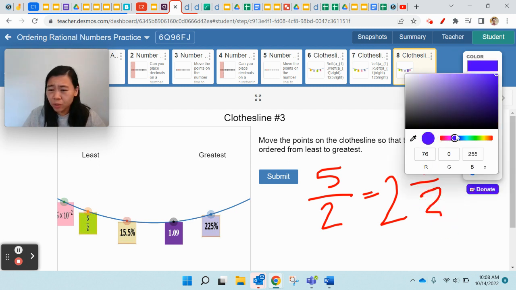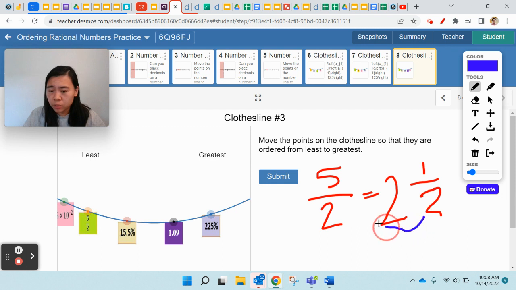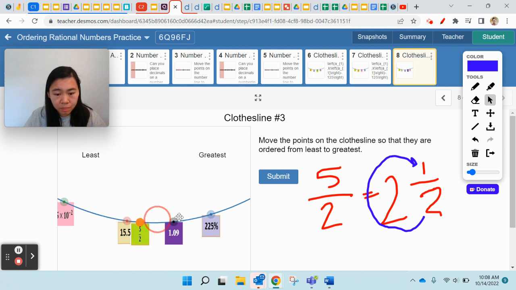If you're not good at going that way, you can always check your work by doing the around the world. Remember this? 2 times 2 is 4 plus 1 is 5. Denominator stays the same. So that's 2.5. Where does 2.5 go? 2.5 is bigger than 2.25. That's 2.5. This is 2.25.